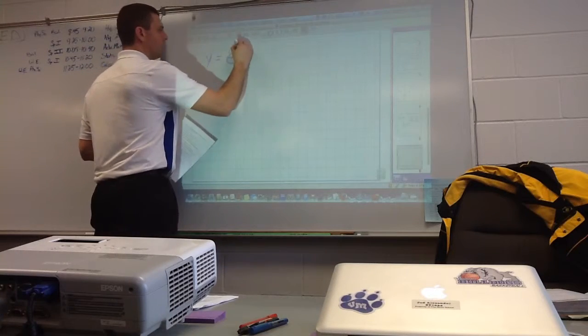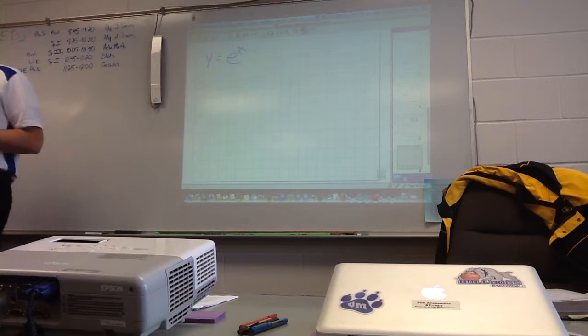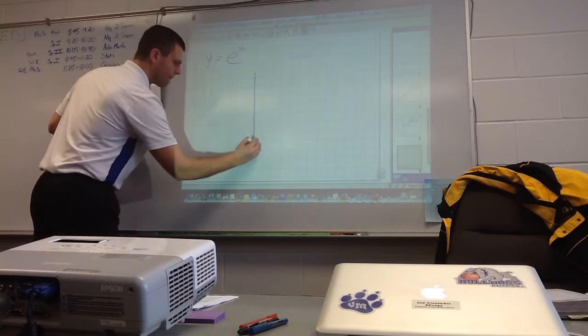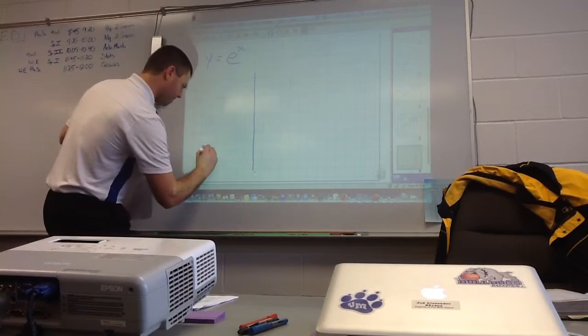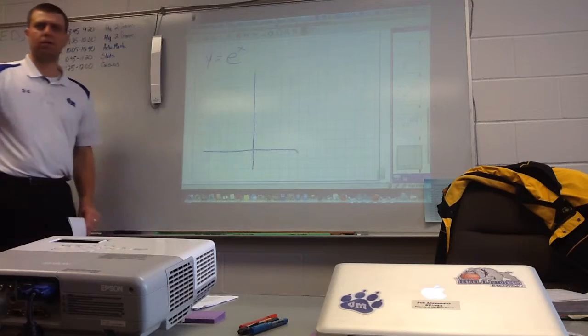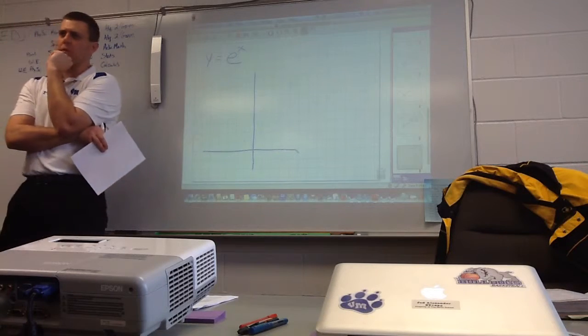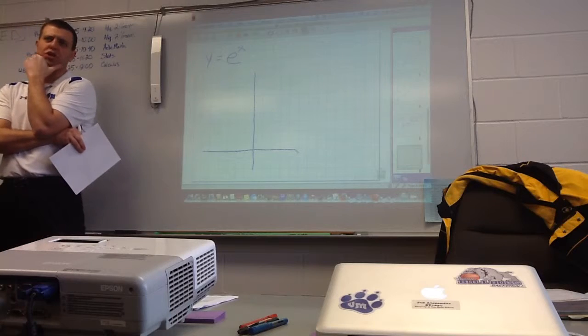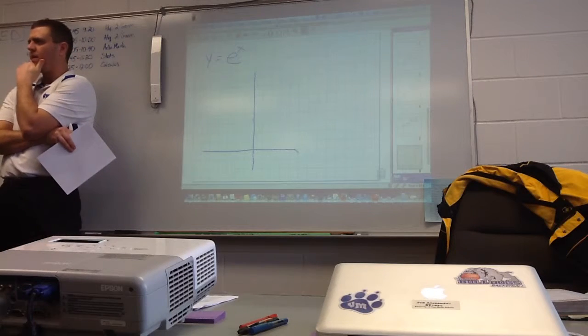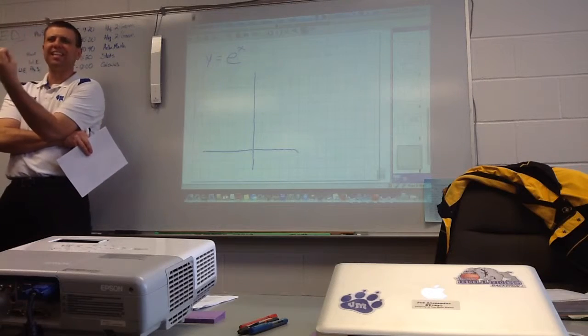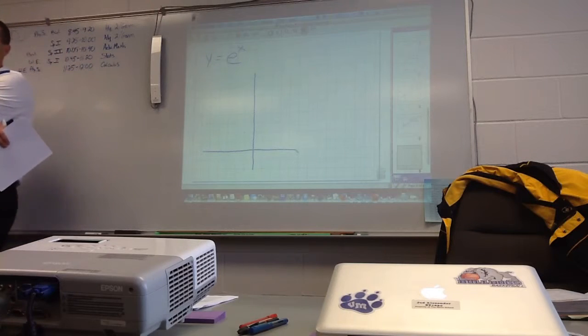Okay? Exponential. Y equals e to the x power. There is really only one coordinate that we will be really concerned with when it comes to your drawing of this graph. What is that coordinate going to be? 0, 1. If you plug in a 0 for x, you will get 1 for y, because any number raised to the 0th power, except 0 itself, is always equal to 1.